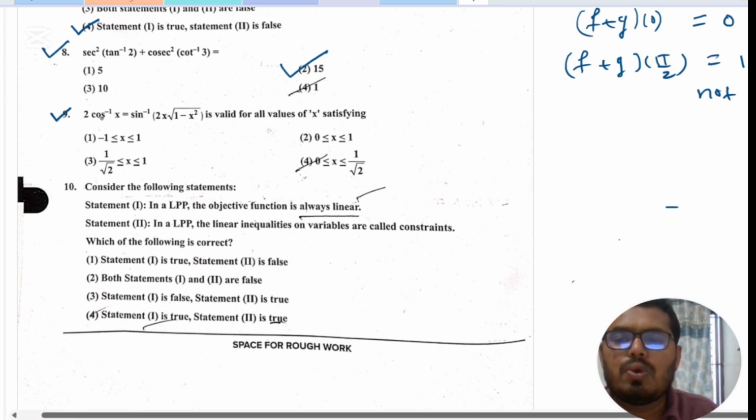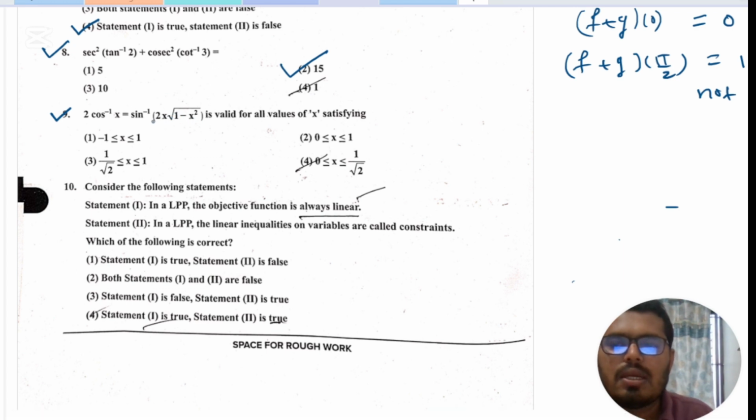See here, 2 cos inverse x is equal to sin inverse of 2x square root of 1 minus x square, and the principal range of sin inverse is minus pi by 2 to pi by 2. That's why the principal range of sin inverse is minus pi by 2 to plus pi by 2. Therefore, 2 cos inverse x is equal to sin inverse of 2x square root of 1 minus x square.